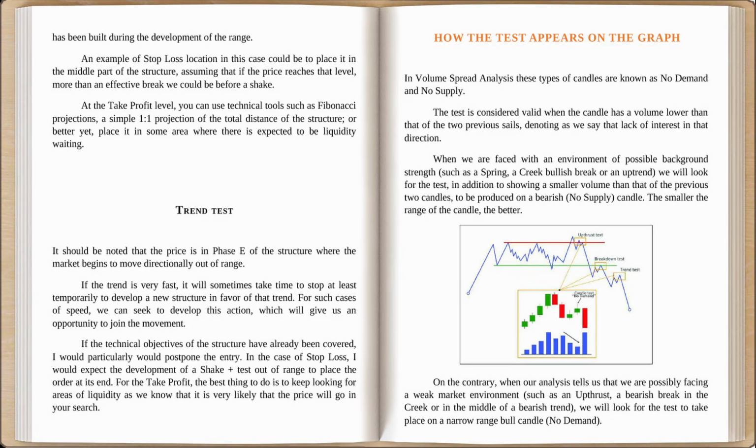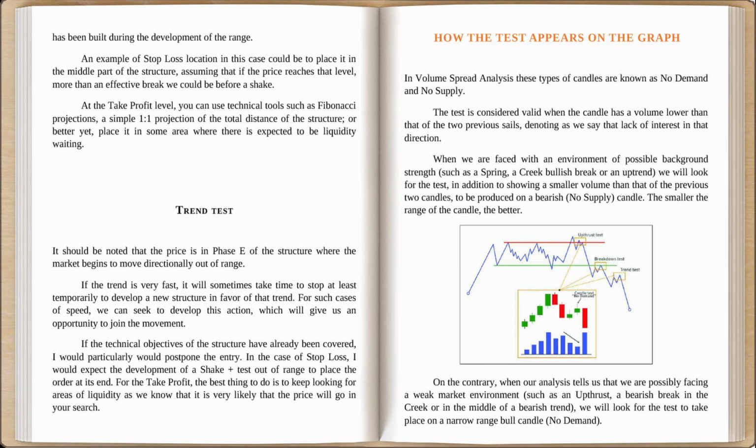An example of stop-loss location in this case could be to place it in the middle part of the structure, assuming that if the price reaches that level, more than an effective break we could be before a shake. At the take-profit level, you can use technical tools such as Fibonacci projections, a simple 1:1 projection of the total distance of the structure, or better yet, place it in some area where there is expected to be liquidity waiting.